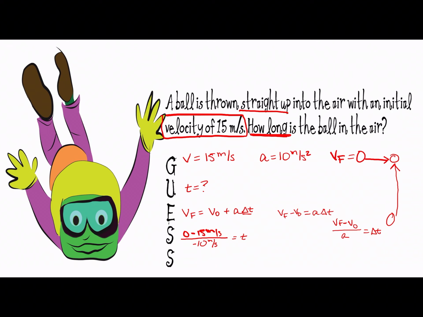Now, acceleration is a negative 10 meters per second squared in this equation. So t is equal to 1.5 seconds. That's the time that it takes the ball to go to the top. So we need to double that to get the full time that the ball is in the air. So t is equal to 3.0 seconds.